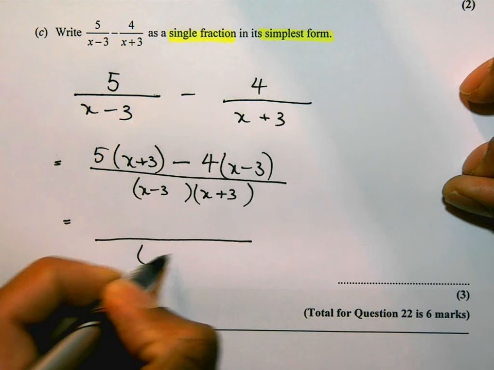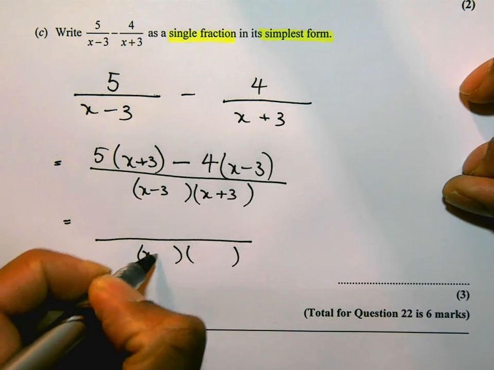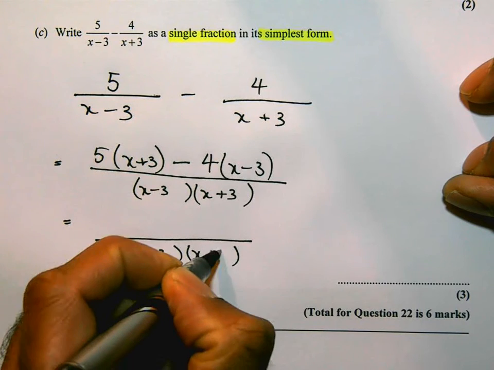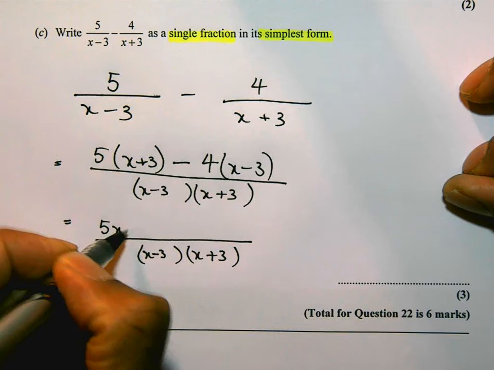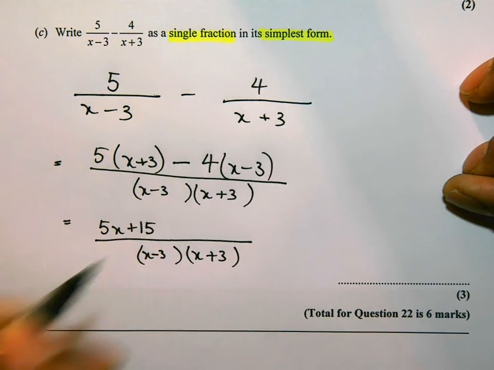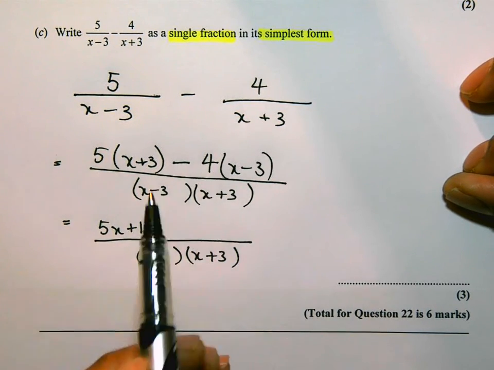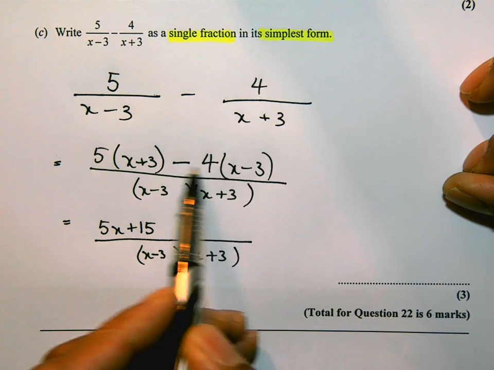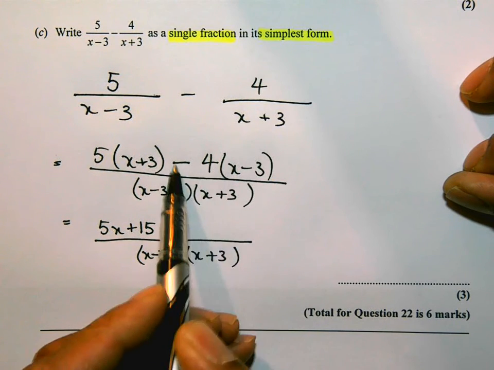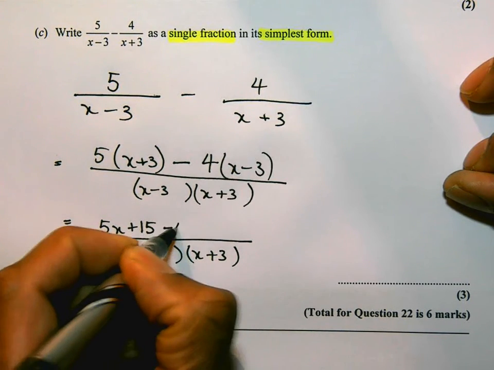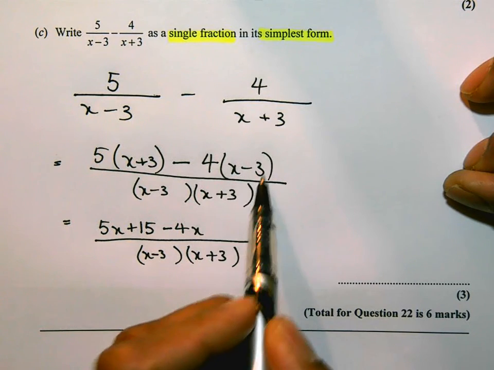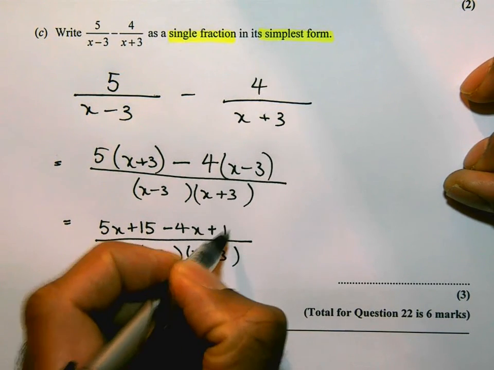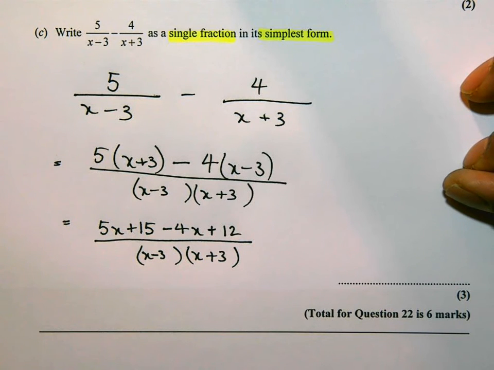So at the top, once I put in the bits at the bottom, which are going to stay the same, x minus 3, x plus 3. At the top, multiply out that bracket, I'll get 5x plus 5 times 3, 15. Now when I multiply out the second bracket, I need to be careful because I'm timesing not just by 4, I'm timesing by minus 4. So minus 4 times x is minus 4x. Minus 4 times minus 3, a minus times a minus is a plus, and 4 times 3 is 12. It is very important that you get that bit.